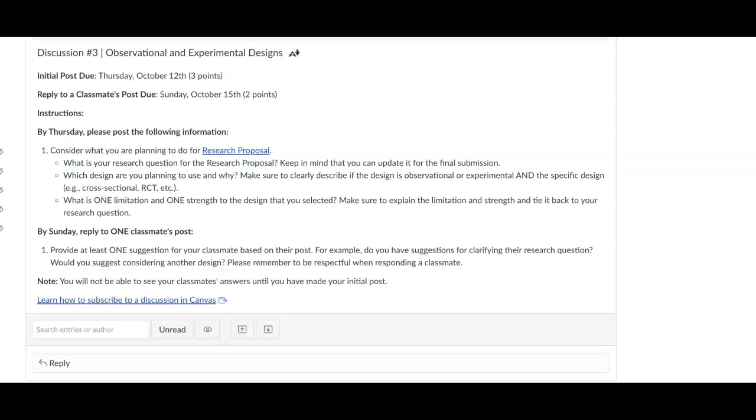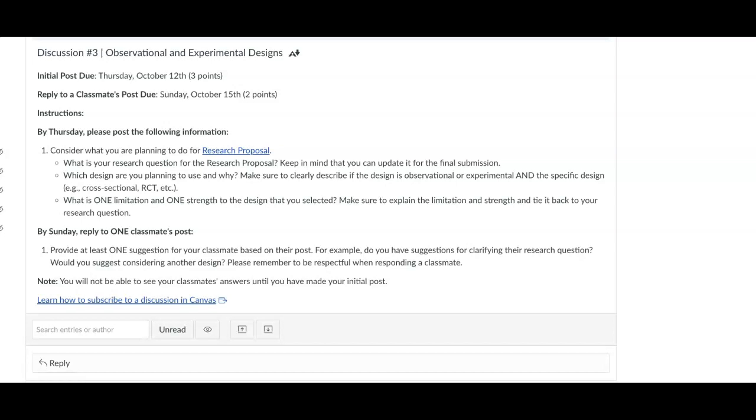Make sure to clearly state if the design is observational or experimental, as well as the specific design. So, for example, if I'm thinking about a cross-sectional study, I could say that I am thinking about using an observational cross-sectional study design. As a reminder, surveys are not a study design. That's one thing I hear students say a lot, is that they're going to use a survey design to collect their data. Surveys are a great data collection tool, but they're not actually a study design.